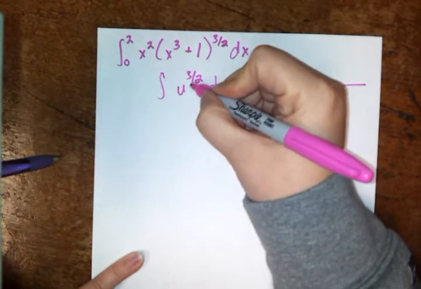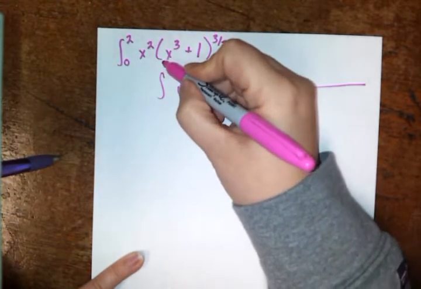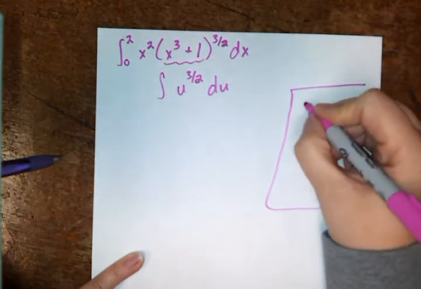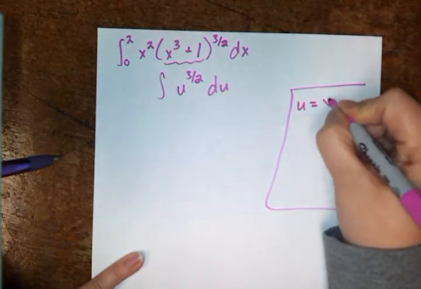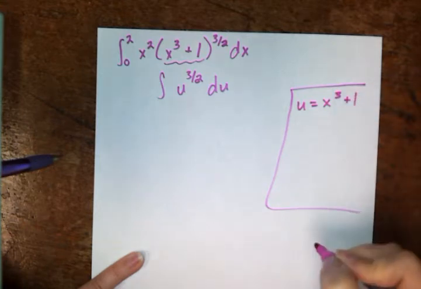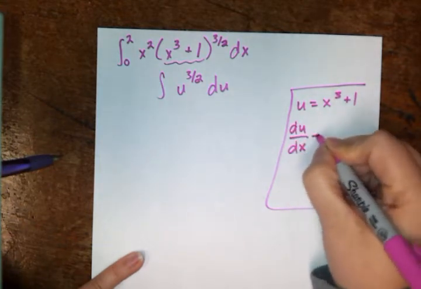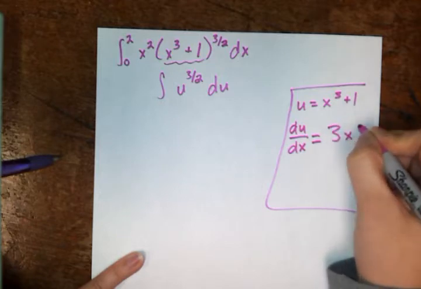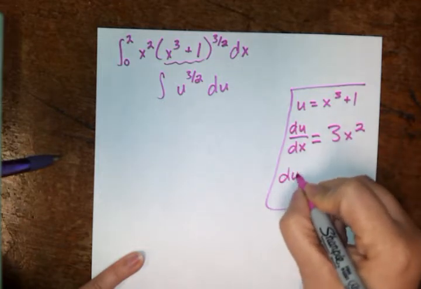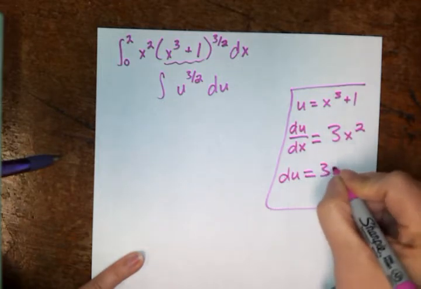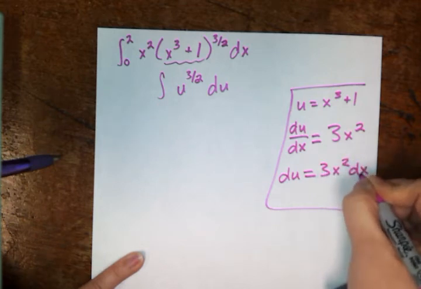So if I want to do u to the 3/2, well, then my u has to be this stuff in the parentheses here. So u equals x cubed plus 1. So I take the derivative of that with respect to x, and that's going to give me 3x squared. So du equals 3x squared dx.